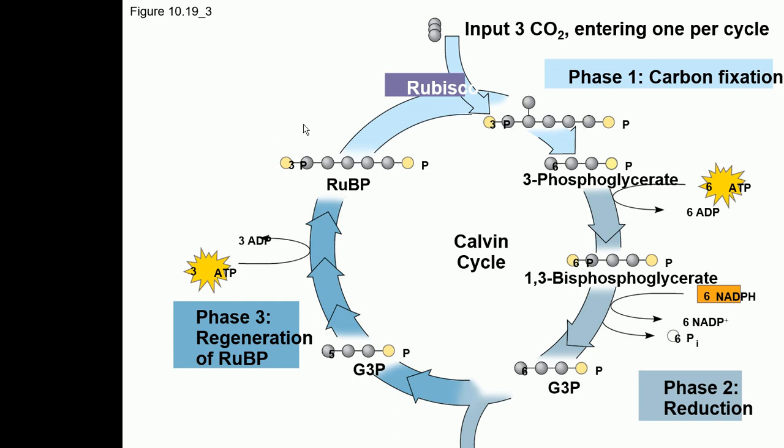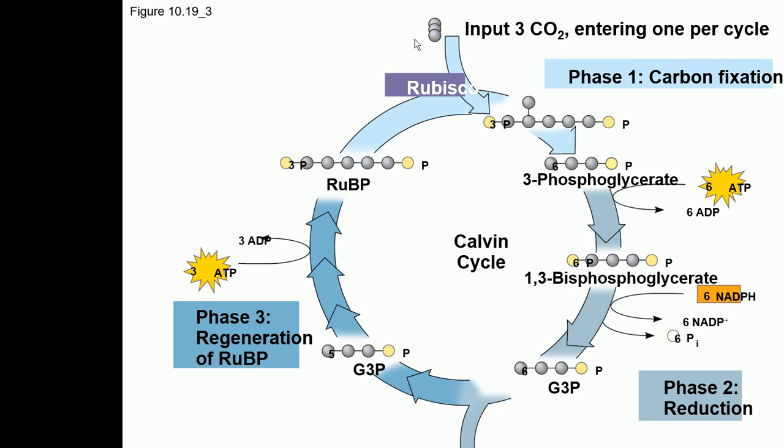Carbon dioxide, which is released in the atmosphere because of the process of cellular respiration, combines with this compound called RuBP, which has 5 carbons. So carbon dioxide has 1 carbon, RuBP has 5 carbons. Together they make one compound with 6 carbons.